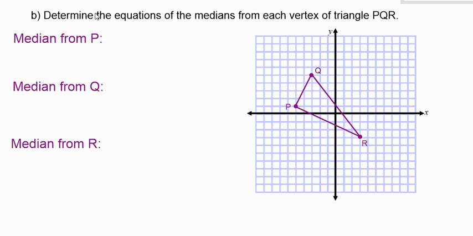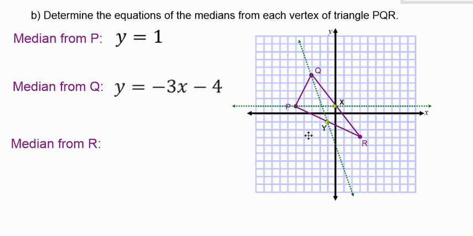So just to summarize what we just did, I found the median from P. So here it is. We found the midpoint, I called it X, there's the median line, and there's the equation of that line. We found the median from Q, so we found the midpoint of PR, called it Y, and the equation of this line is right here. And then the median from R looks like this. There's a vertex R, there's the midpoint of the opposite side, and there's that median line.